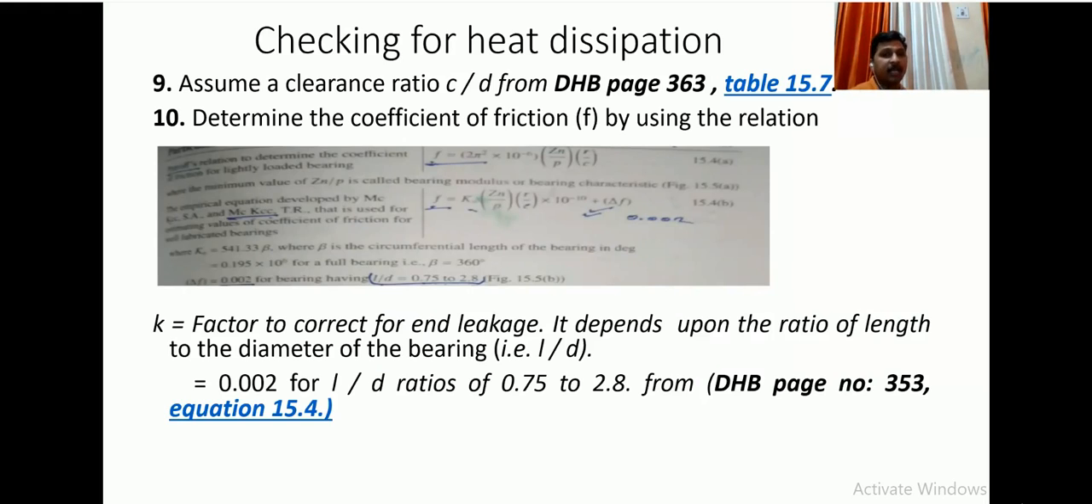By knowing this radial clearance, we can easily find out the value of the friction coefficient, and this friction coefficient value can be found out from two equations, that is Petrov equation or Mackey's equation. Petrov equation is used only when the load is less. If the load is moderate or higher, then we always use Mackey's equation. I suggest you always use Mackey's equation irrespective of the load.